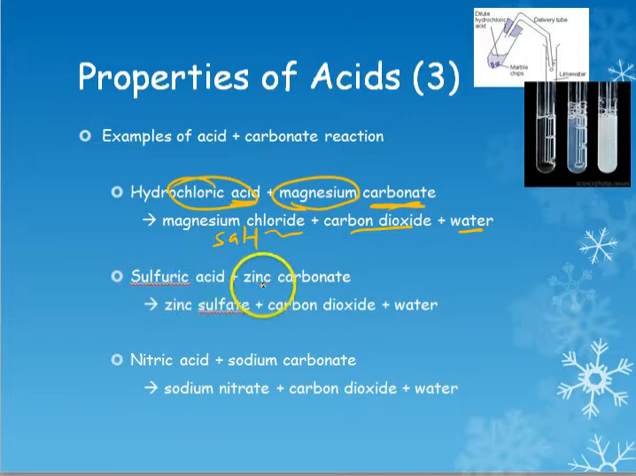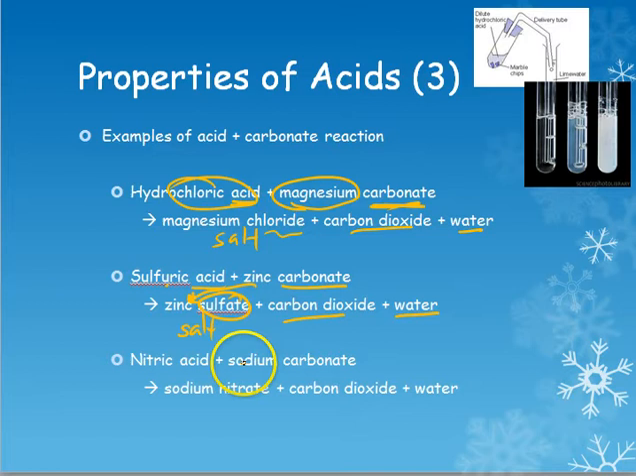Next one, sulfuric acid plus zinc carbonate. Acid plus carbonate reaction, so it's a salt plus carbon dioxide plus water. What's the salt name? Sulfuric acid, so I know it's a sulfate salt. Since it's a zinc carbonate, the zinc will actually come here. Take the metal of the carbonate and put it with the acid. Okay, so zinc sulfate forms.